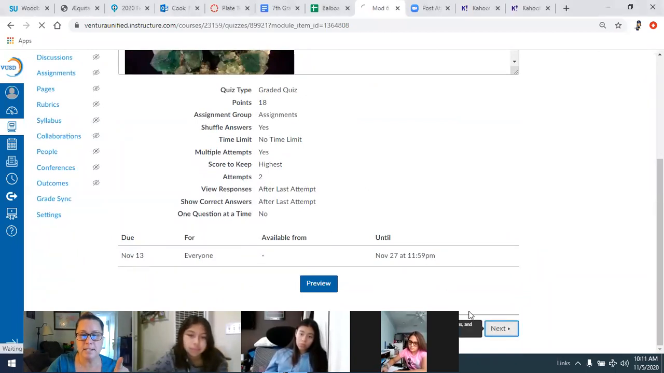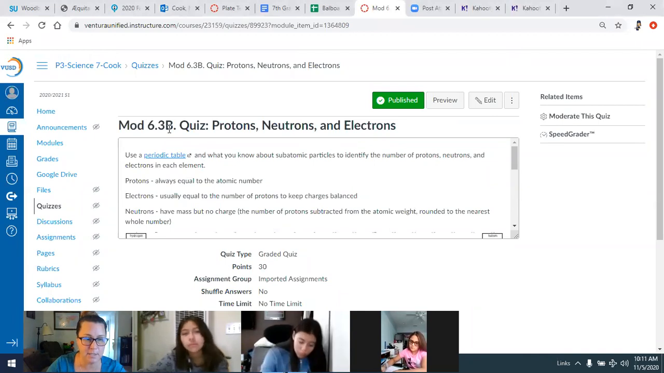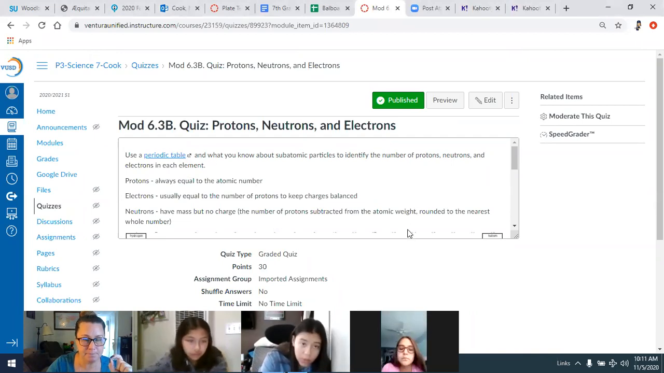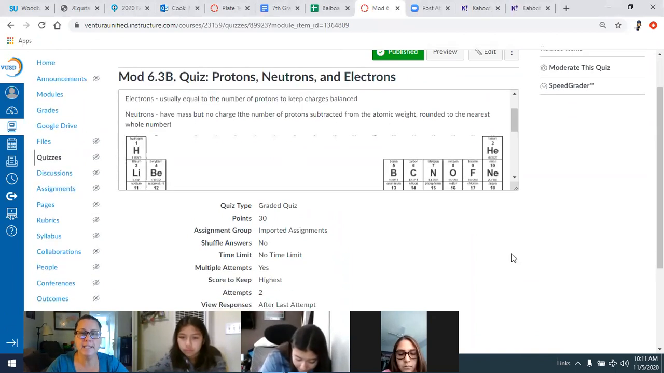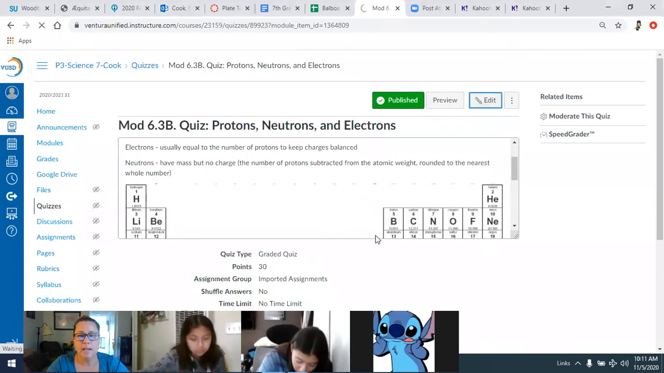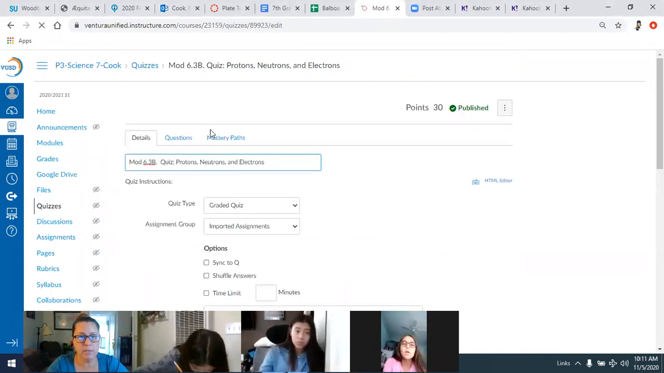There's nothing to write down about that quiz other than it's a quiz, but this one, 6.3b, which you can take right after 6.3a. Write this down for me, please. 6.3b, and I'll type it in the chat later. When you take 6.3b, it's worth 30 points. I'm going to show you why I'm making a big deal of 6.3b.